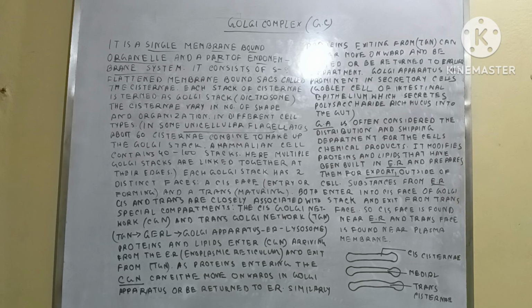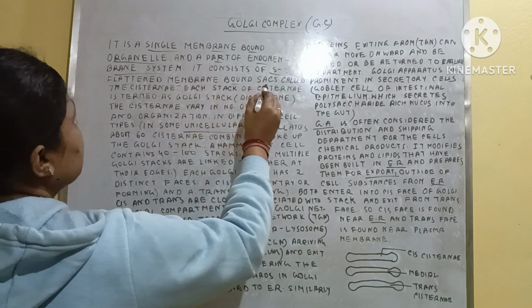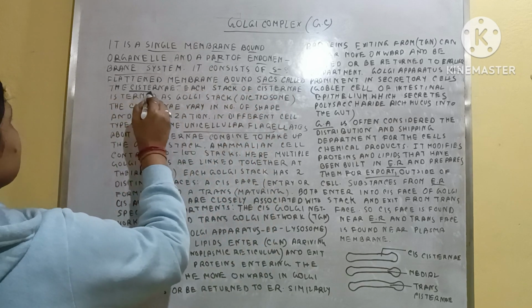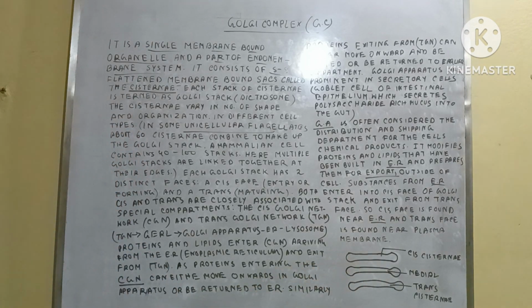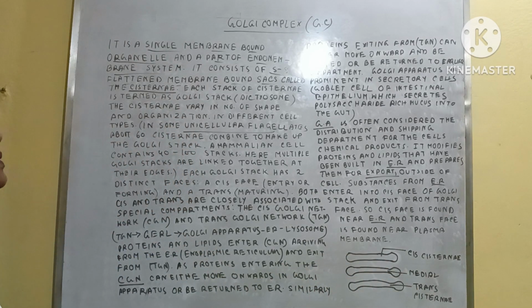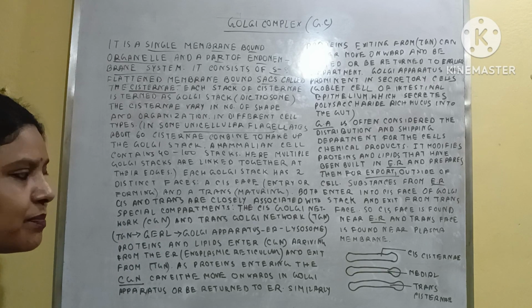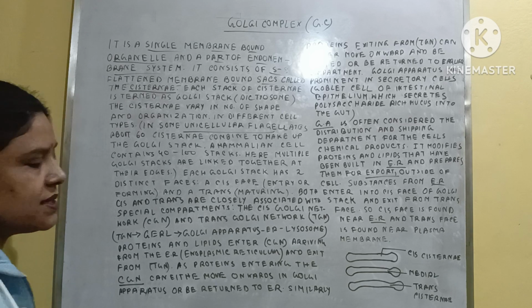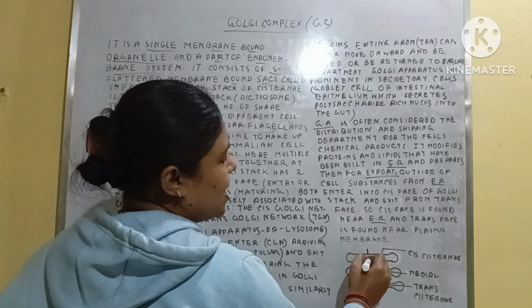It consists of 5 to 8 flattened membrane bound sacs called the cisternae. Here I have drawn the rough structure of the cisternae. So this is the cis cisternae, this is medial, and this is the trans cisternae. Generally, you can say that one side of the cisternae is the cis position or cis cisternae, and another part is known as the trans cisternae. Suppose this is the cisternae, so you can say this is the cis region and this is the trans region.